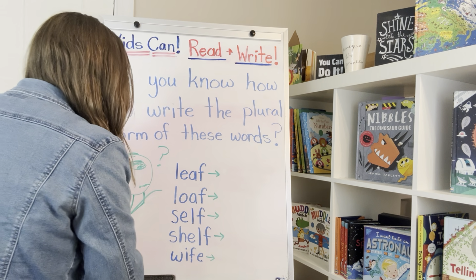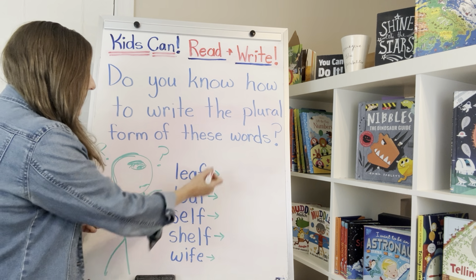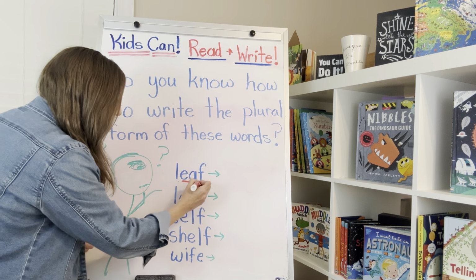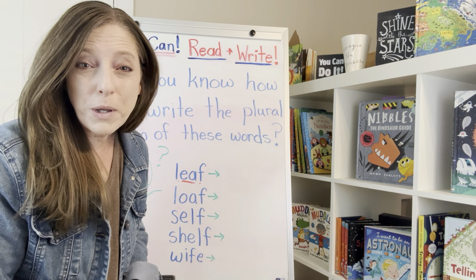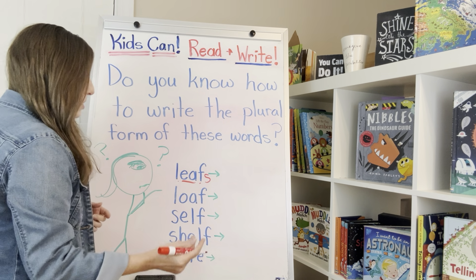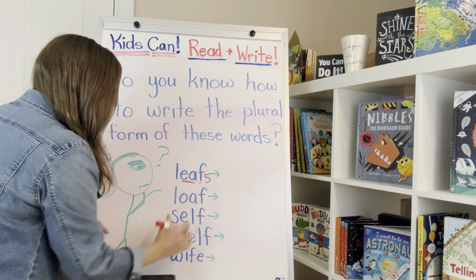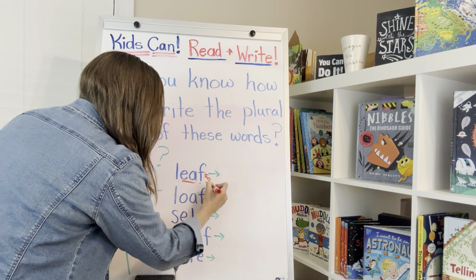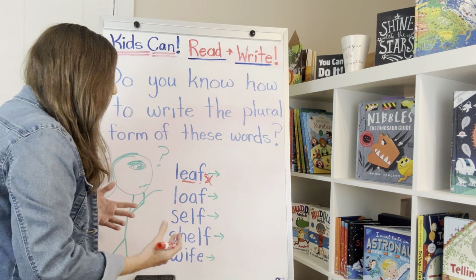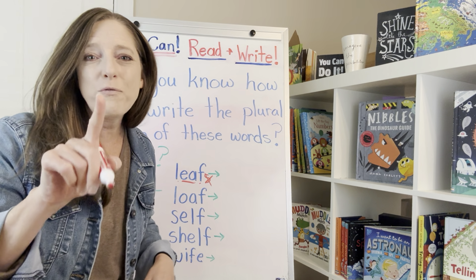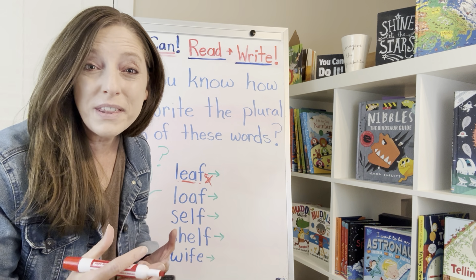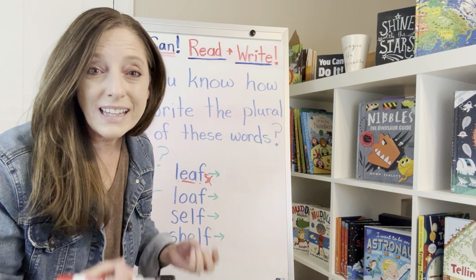So let's go. Normally when we want to take a singular word like leaf and turn it into its plural, we would just add an S to it. But in words that end with F, this is not correct. That's not what we want to do. These are a little bit different. If you have one leaf, that works out great. But if you have more than one, we don't say leafs.